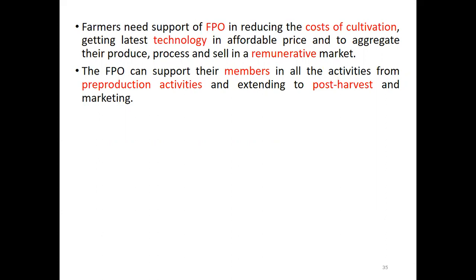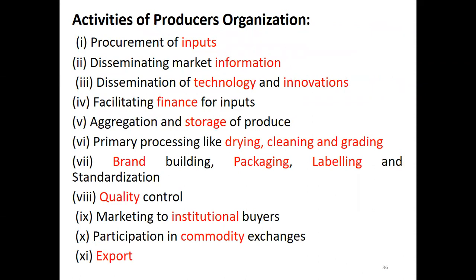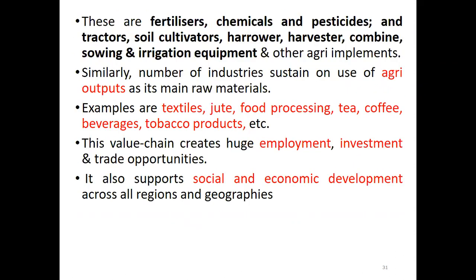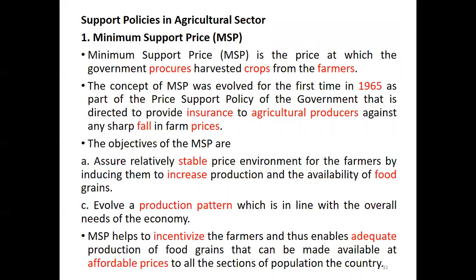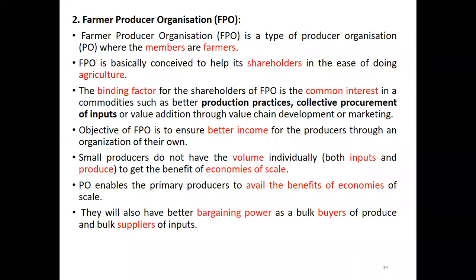So these are the two supporting activities that we had seen. One is the setting of minimum support price and second one is the farmers producer organization. By using these activities, by taking this membership, what can happen, I can save the cost of production. Okay.